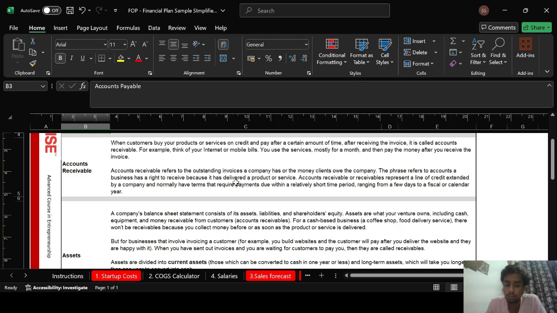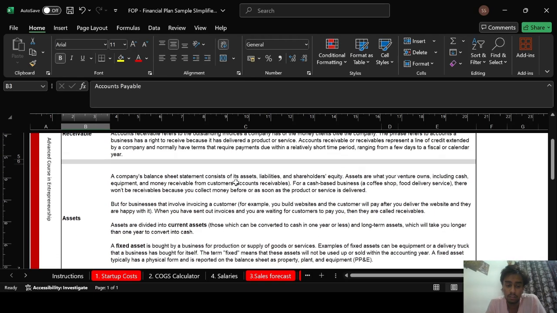Accounts receivable refers to the outstanding invoices a company has, or the money clients owe the company. The phrase refers to an amount a business has a right to receive because it has delivered a product or service. Accounts receivable represent a line of credit extended by a company and normally have terms that require payments due within a relatively short period of time, ranging from a day to a fiscal or a calendar year.